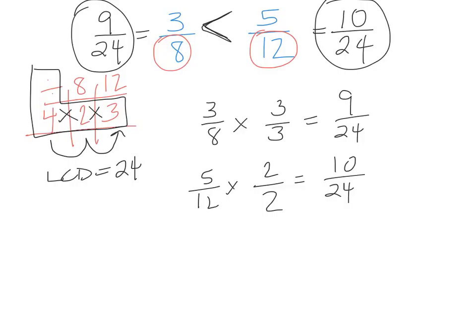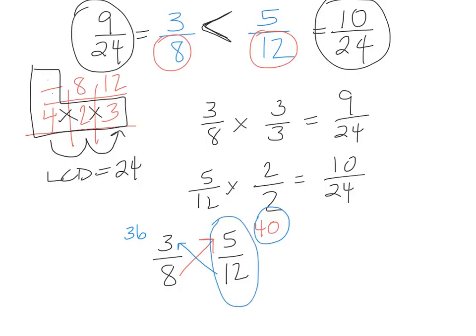And once again, if I want to show a quick way to compare fractions, I can use cross multiplication. So I go from denominator across to the numerator. 5 times 8 is 40. And then denominator across to numerator. 12 times 3 is 36. So 36 and 40, 40 is the bigger number, which means 5/12 is the bigger fraction, which is what I got.